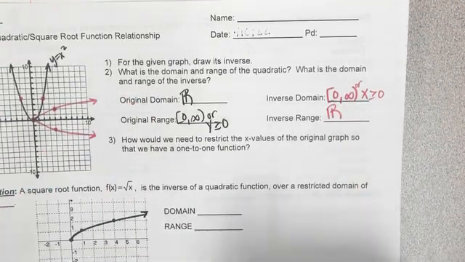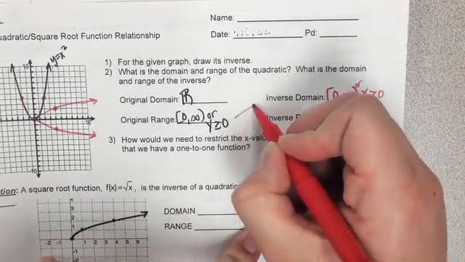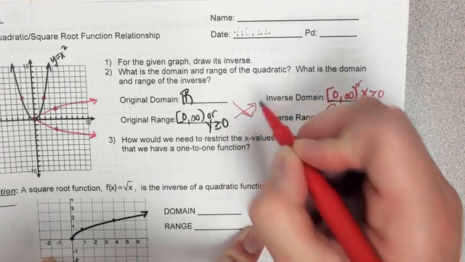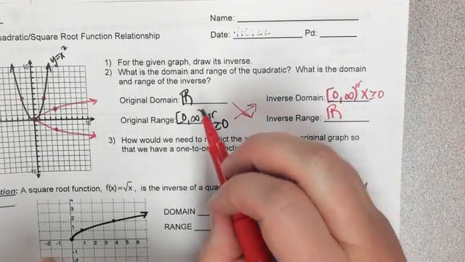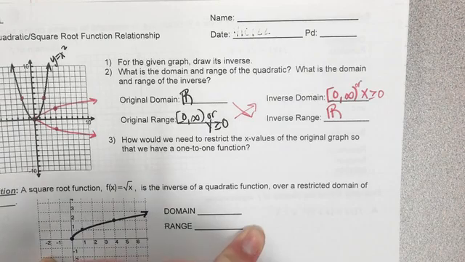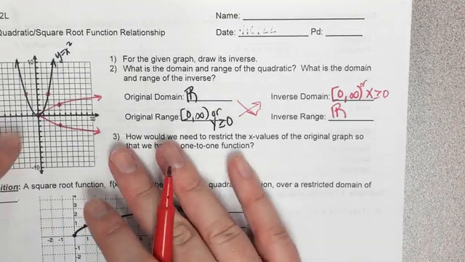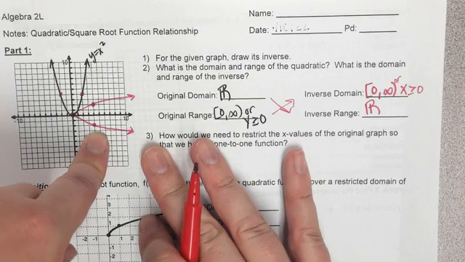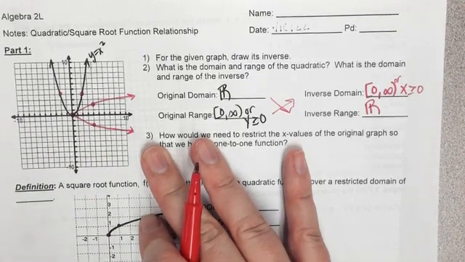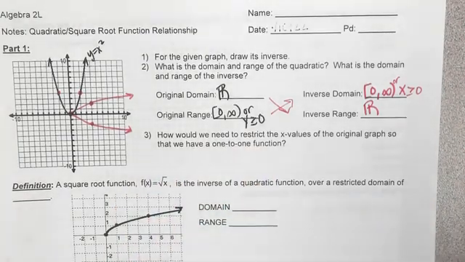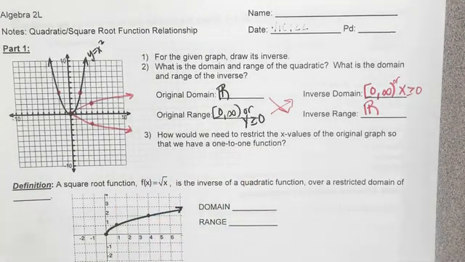Now look at the domain and range of our original and inverse. What do you notice? The domain and range just switched. Why do you think that is? Because what did we switch to make the inverse? We switched x and y. Well, if we switch x and y, aren't we switching domain and range? Yeah. Okay.